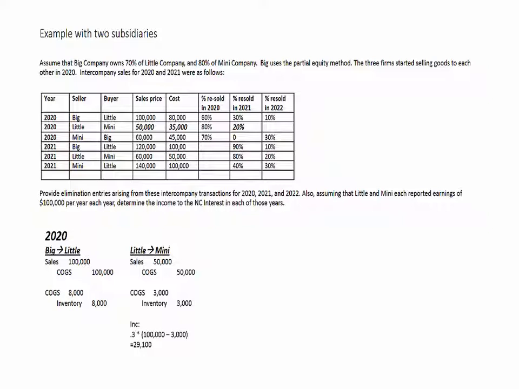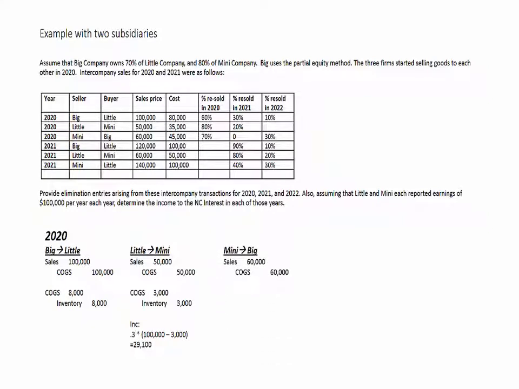The income to the non-controlling interest, in the case of Little company, the non-controlling shareholders own 30%, so they're going to get 30%. We multiply that by the reported earnings, plus or minus any adjustments to income from this. And again, that first elimination entry is a wash. Revenues and expenses both drop by $50,000. The second elimination entry, we have a $3,000 debit to cost of goods sold. That reduces earnings, so 30% of $97,000, or $29,100.